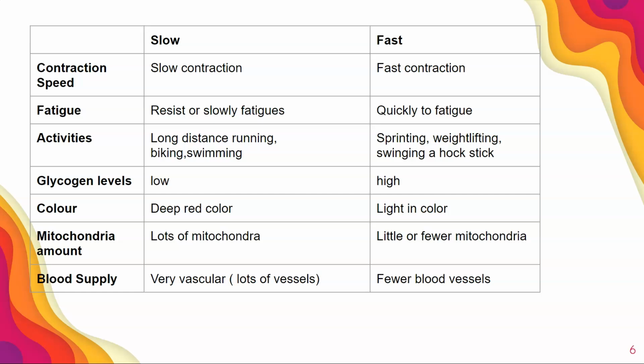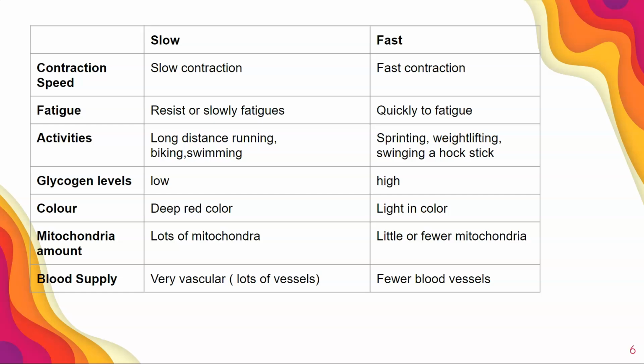Now, glycogen levels just means how much glucose we would really have there. And again, we're going to see a lower level in slow and a high level in fast. And that's just because glycogen can be broken down quite quickly through a pathway that creates really fast amounts of ATP, but then also produces high amounts of lactic acid.